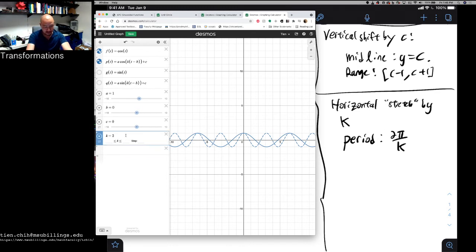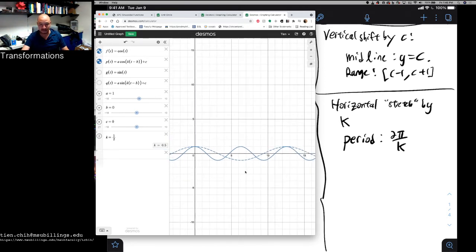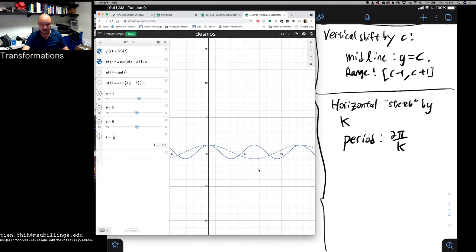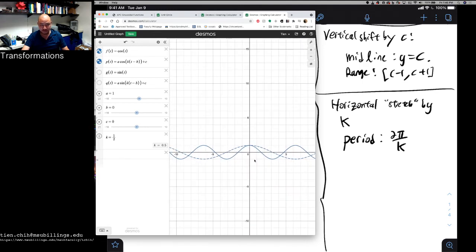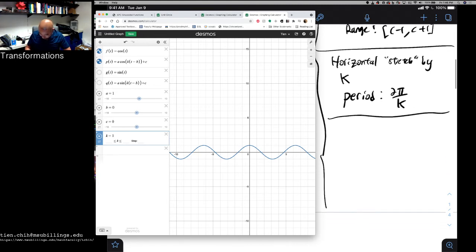And this works also if our k is less than 1. If we're at 1/2, then you're dividing by 1/2, so stretching everything out by 2, and now everything's taking twice as long to happen compared to what it used to be. Alright, let's set this back to 1. And now let's talk about a vertical stretch.